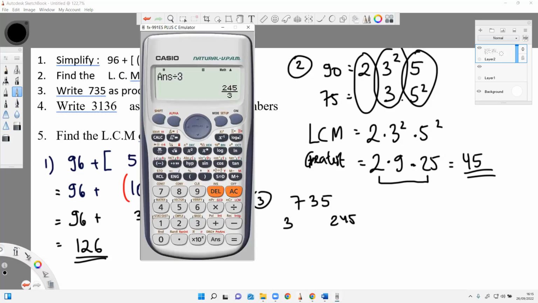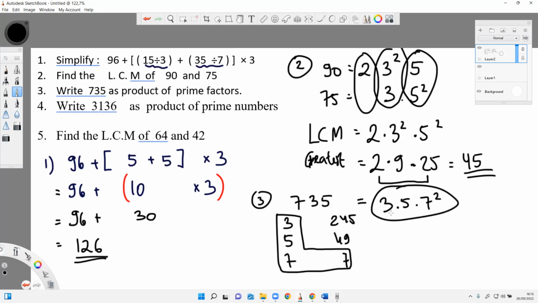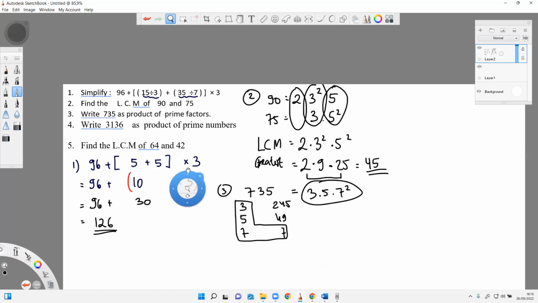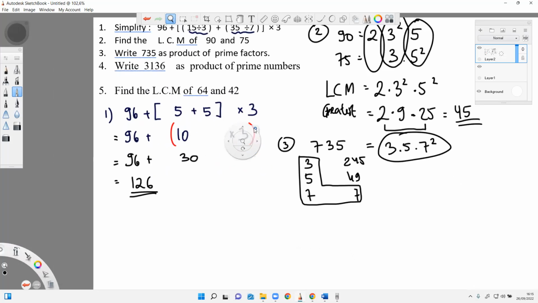Can I? Cannot. So another number, divide by 5. 245 divided by 5 is 49. And 49 divided by 7 is 7, 7. So 735 is 3 times 5 times 7 squared. That's the answer. That's all. Okay. Any questions so far, Rachel? No. No? Okay, nice.